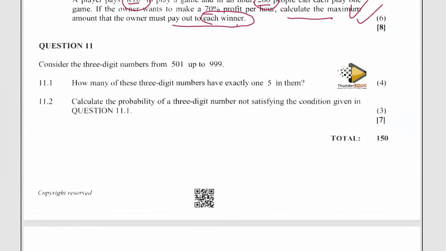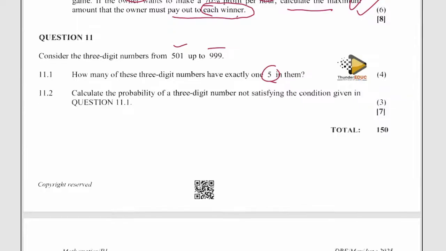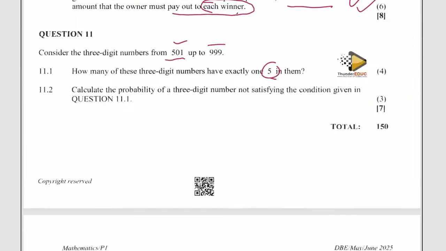Lastly, question 11. Consider 3-digit numbers 501 up to 999. How many of these 3-digit numbers have exactly one 5 in them? Since there are 3 digits, we have 3 scenarios. First scenario is where the 5 comes first. If the 5 comes first, we only have 9 digits to choose from for the second and then the third, because those ones can repeat. So that's 1 times 9 times 9, which is 81 options.